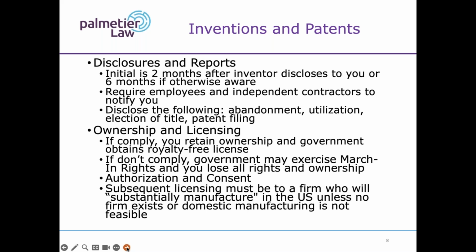You must require your employees and independent contractors to notify you. So again, you need to have a written process. You need to have this as a requirement in your independent contractor agreements. And then you have to disclose to the government any of the other following activities. If you abandon the patent, when and how you are utilizing the patent, when you elect to take title to the patent, and all patent filings.